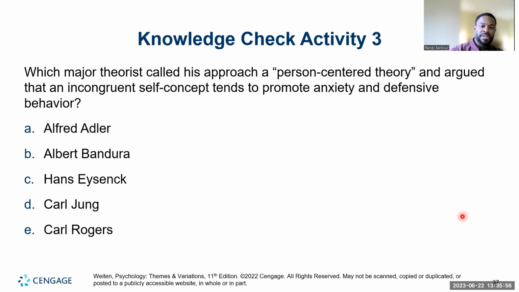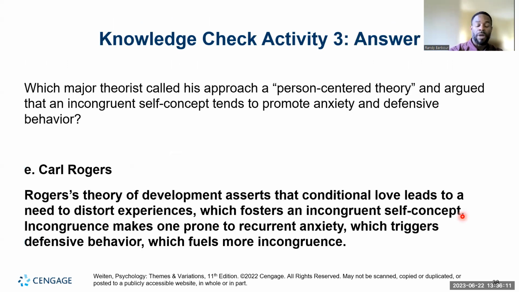So it says, which major theorist called his approach a person-centered theory and argued that an incongruent self-concept tends to promote anxiety and defense mechanisms? If you can remember this, you should have selected Carl Jung, or Carl Rogers, excuse me. So Rogers says, again, that the concept of incongruence makes one prone to recurring anxiety, which triggers defensive behavior, those defense mechanisms that we talk about.